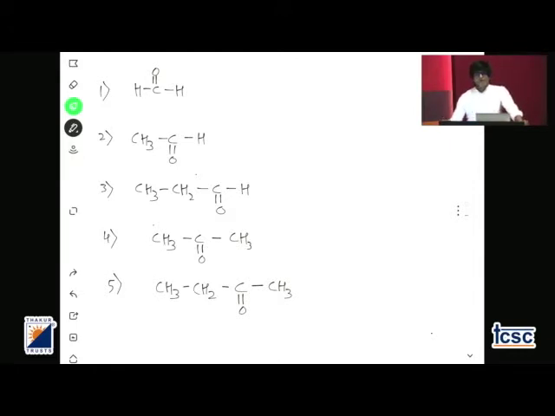So for me to make any movie, the primary requirement is a good script, and a good script demands good actors. So I start my scripting with some good organic chemistry actors, and I got a lot of aldehydes and ketones lined up for today's movie. If you can see the structures which I've drawn, all of these structures are either aldehydes or ketones.